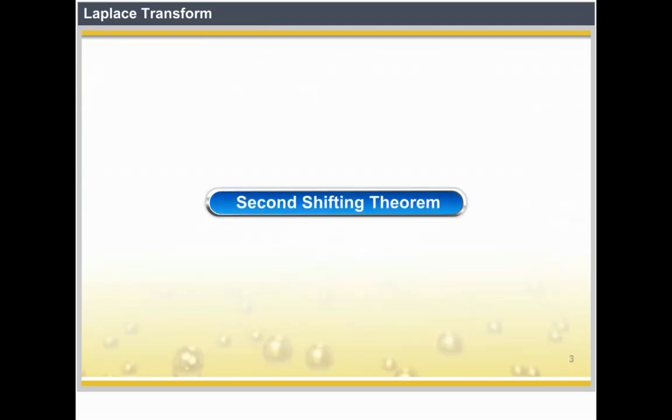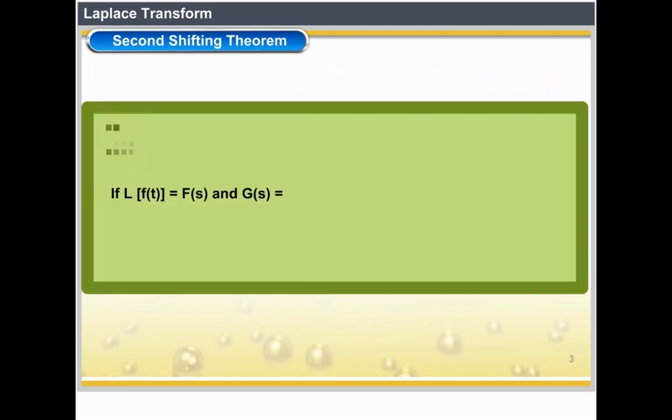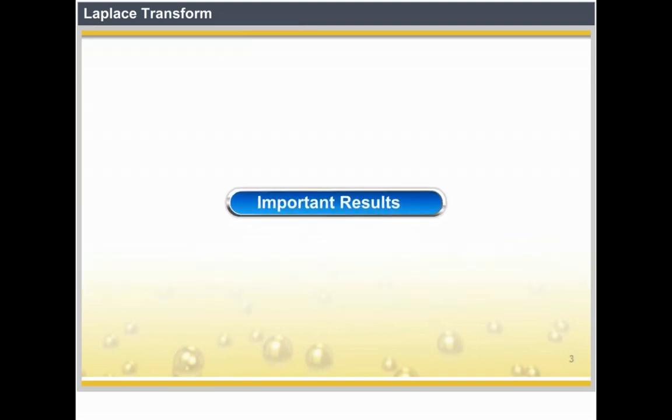Second shifting theorem. If L of f(t) = F(s) and G(t) = f(t − a) for t greater than a, 0 for t less than a, then L of G(t) = e^(−as) F(s). Important results.